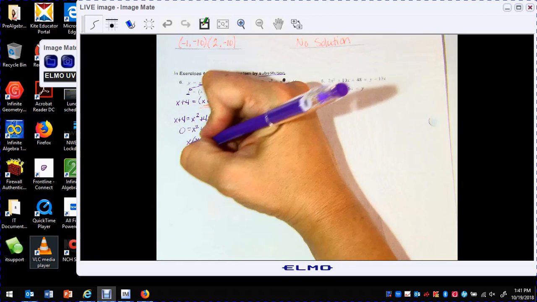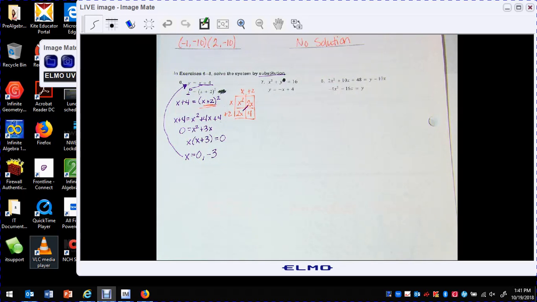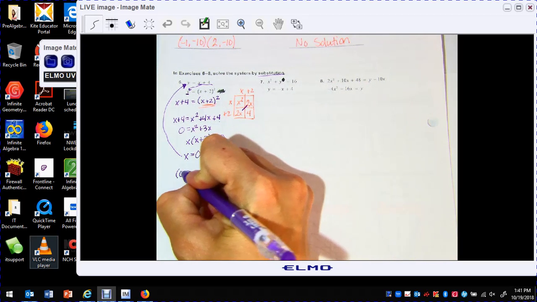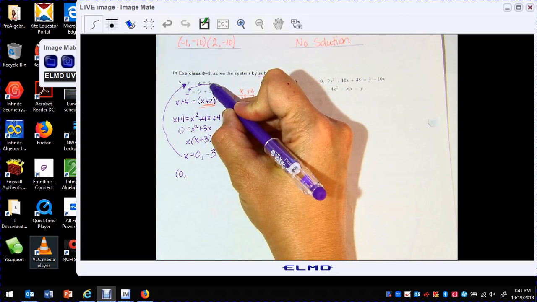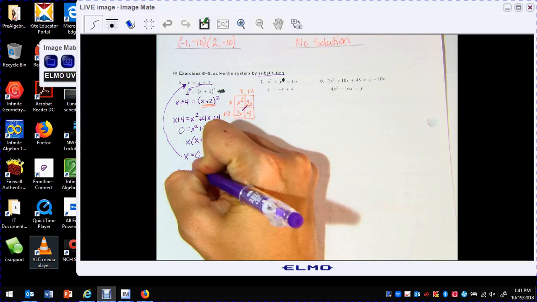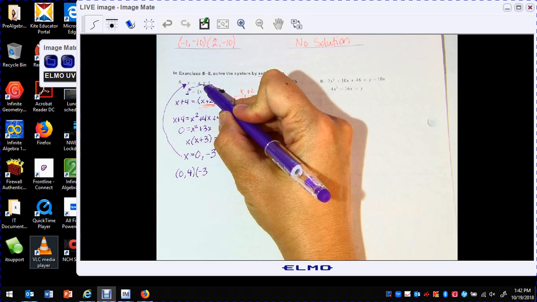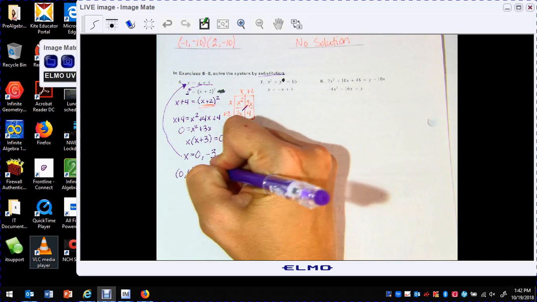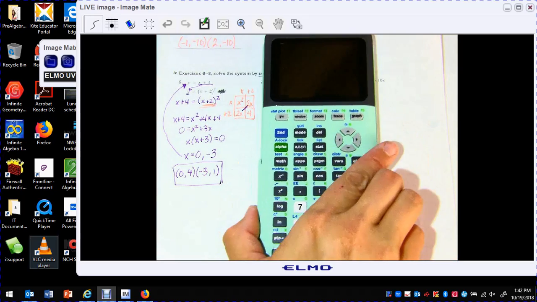I have to take these x values and I'm going to substitute them into one of my original equations. I like to plug them into the easiest one, which in this case is the linear one. So when x is 0, I plug it in for x, and I have a 0 plus 4, just 4. So y will equal 4. And then I plug in negative 3 for x. Negative 3 plus 4 is going to be 1. So that means y equals 1. There's my 2 solutions. Again, I recommend always checking these on your calculator.